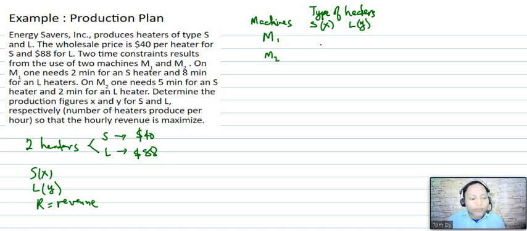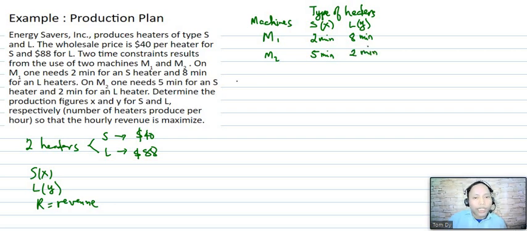On M1, one needs 2 minutes for an S heater. So on M1, an S heater takes 2 minutes to produce, and then 8 minutes for an L heater. For M2, or machine 2, one needs 5 minutes for an S heater, so we have 5 minutes. And then we also have 2 minutes for an L heater.